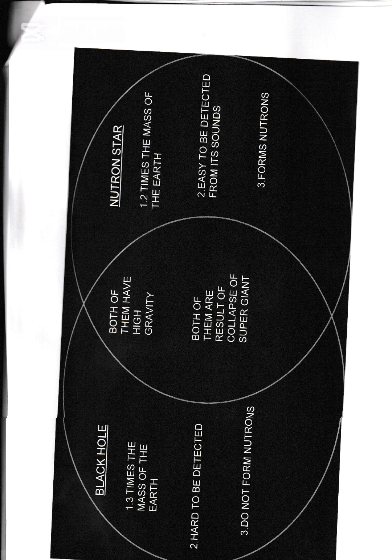Number 3, the black hole does not form neutrons. The neutron star forms neutrons. And the similarity between them is that both of them have very high gravity, and both of them are a result of the collapse of supergiants.